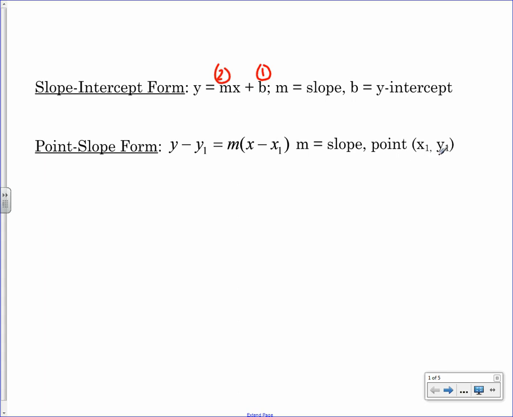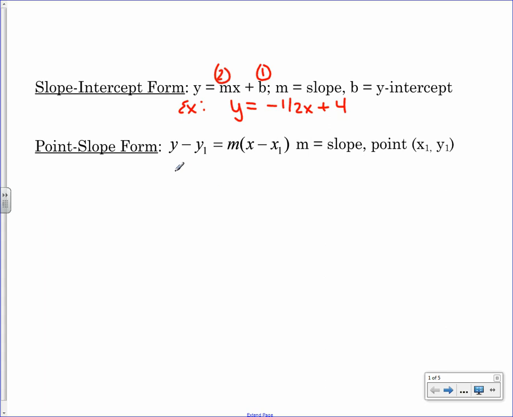And then the point is (x1, y1). So, for example, in slope-intercept form, we might have something like y equals negative 1/2 x plus 4. The reason I'm writing that down is I want you to know that at the end, there's still an x and a y in the equation. Some people think that those should have gone away or turned into numbers or something, and that's not the case.